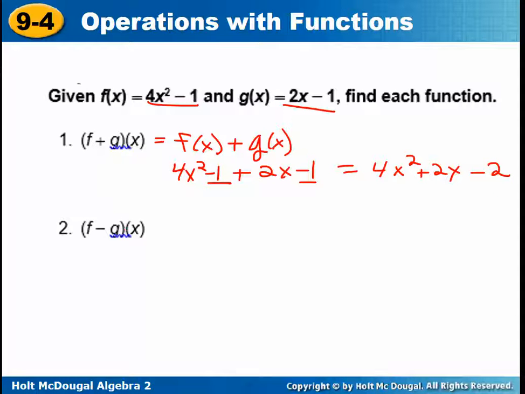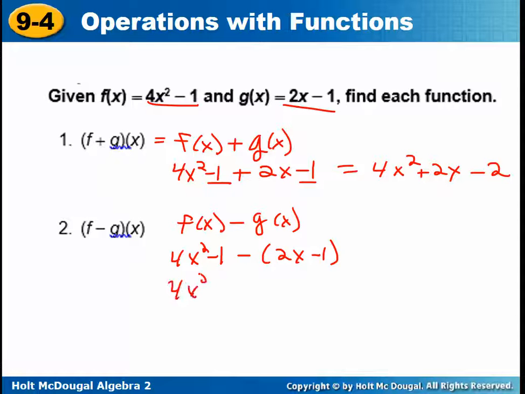The second one is a subtraction problem, so I'm going to subtract g of x, which means that I have to subtract every part of g of x. So I have 4x squared minus 1 minus 2x minus a negative 1, which is the same as plus 1. So there's, again, only one x squared term and only one x term. This time, though, we have minus 1 plus 1 is 0. You don't need to write that. You can just leave it as this.